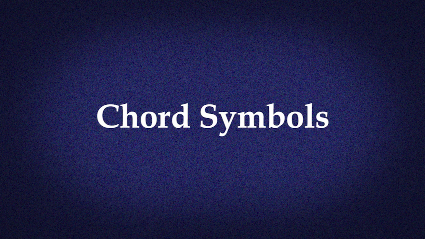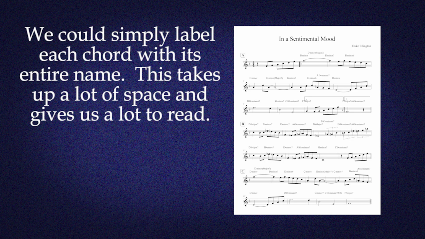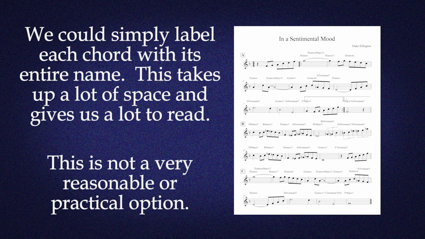So we'll start there. When labeling the value of a chord, there are a few options. The first is to use the entire name of the chord. However, it would get fairly difficult to read if the sheet was filled with chord names written out that way. It would also become impossible in some situations to get the names of the chords lined up properly with the beat they occur on if we had to leave room for long chord names. This is not a very reasonable or practical option.